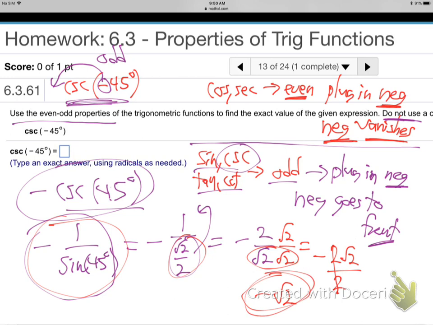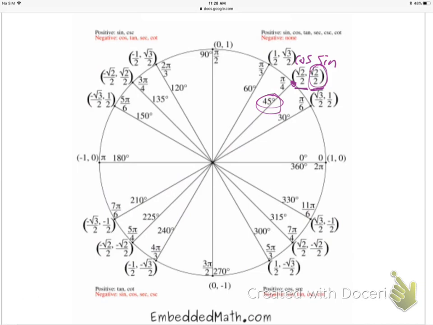Now, having said all that, if I was a student taking this class, I'd go, who cares about that even odd stuff? I don't need to give myself more work to do. I'm just going to do this negative 45. You don't need to move the negative to the front. You can just leave it in there and get the same answer. That would be easier, I think, if you're comfortable with negative angles, and I think probably most of you are.